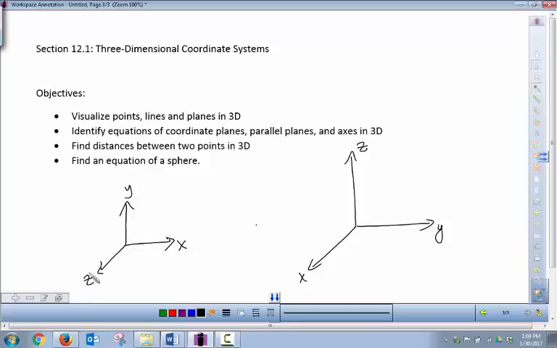So the idea behind the right-hand rule is that if you take your right hand and you wrap your fingers in the order, you wrap it around going through the X axis first and then the Y axis. If you're using your right hand, then your thumb would be going in the direction of the Z axis.